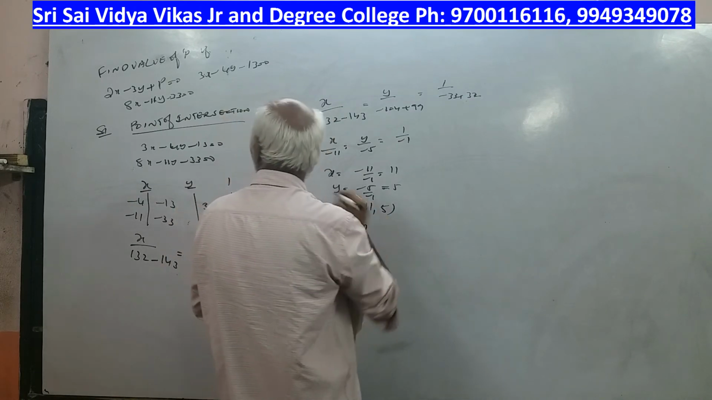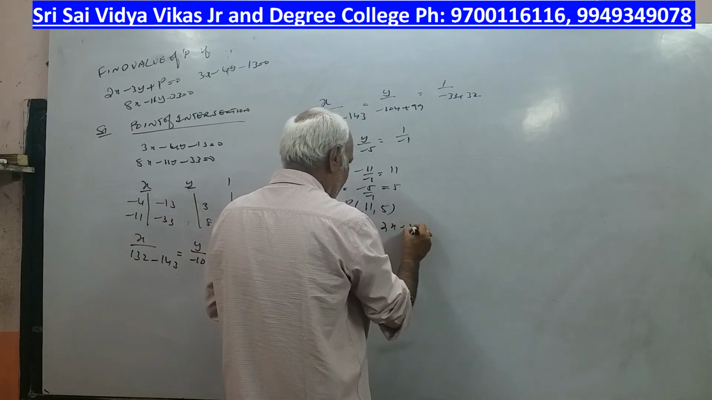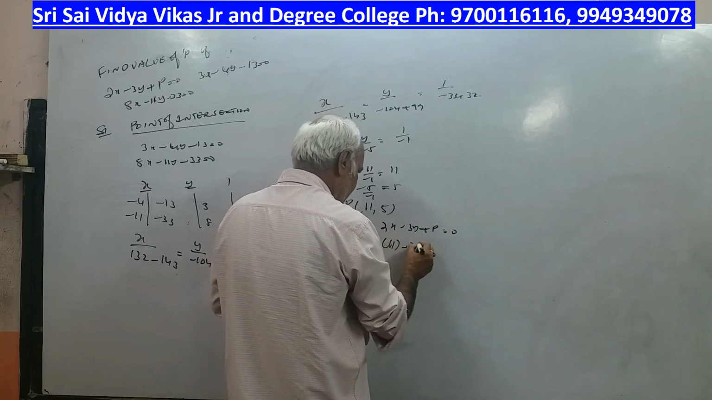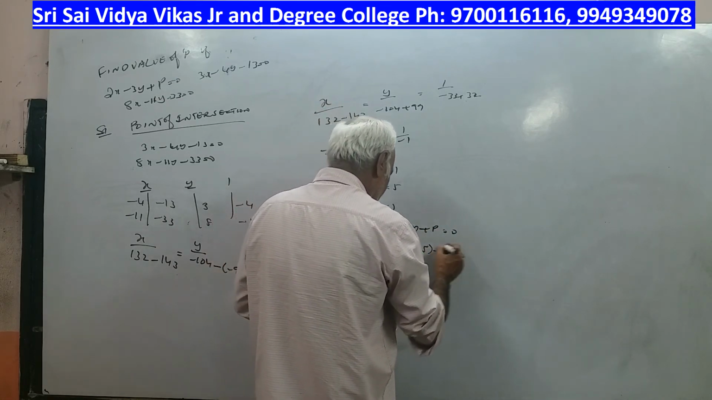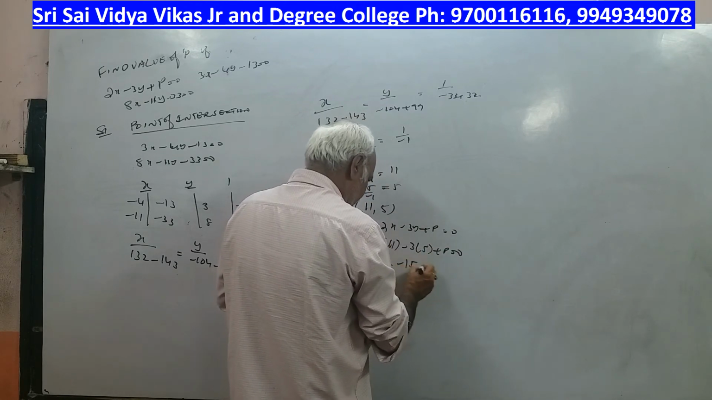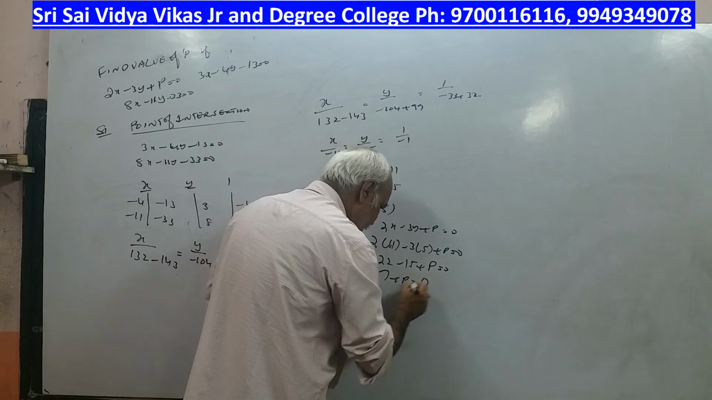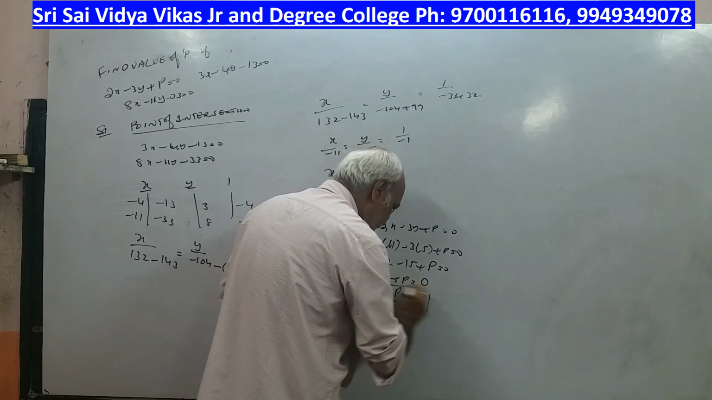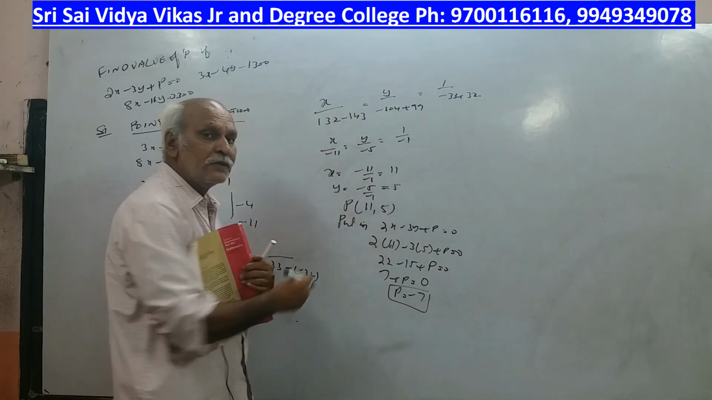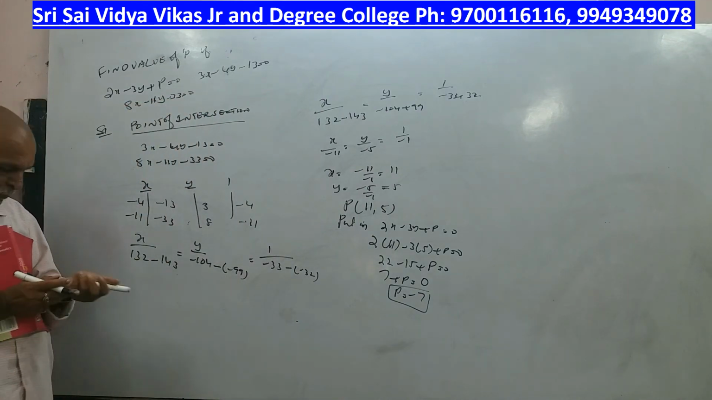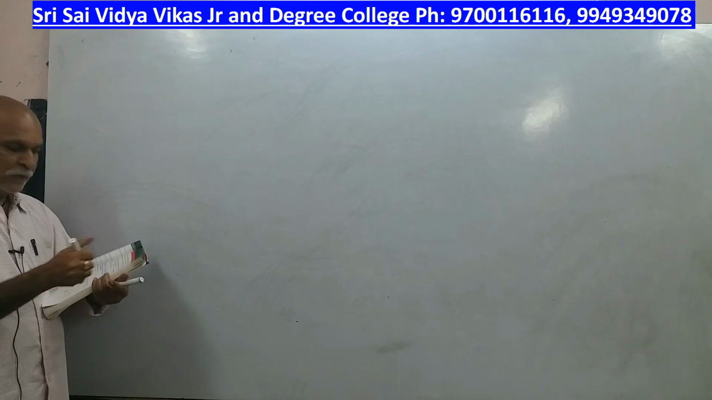Put in, what is the equation, sir? Last equation, first equation, 2x minus 3y plus P is equal to 0. 2 into 11 minus 3 into 5 plus P is equal to 0. 22 minus 15 plus P is equal to 0. 7 plus P is equal to 0. P is equal to minus 7. Therefore, P is equal to minus 7. So, what we have seen? Point of intersection, point of concurrency. Okay, please note on this. Next.